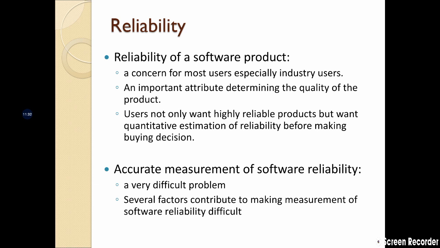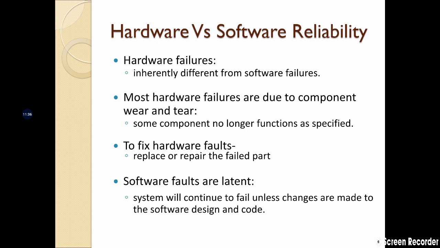When you talk about hardware, it's an easier way to measure reliability, because hardware failures are different from software failures. Most hardware failures are due to the actual machine or the components' wear and tear. For example, when you are using a mechanical device, over a period of time, due to friction and wear and tear, it will fail. And it's easier to fix a hardware fault, because if it fails due to wear and tear, you remove that part and fix the new part, and it's easily fixed.